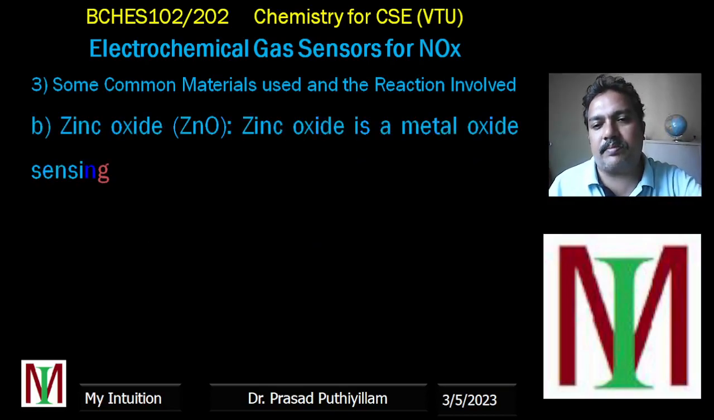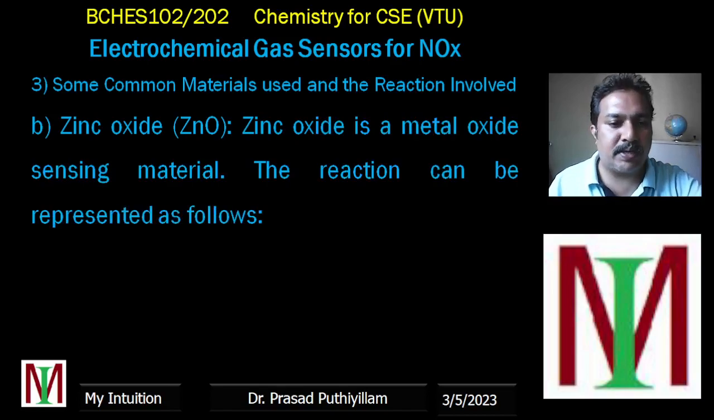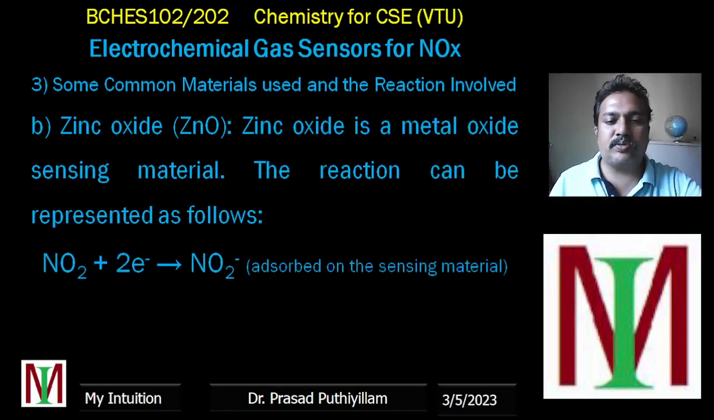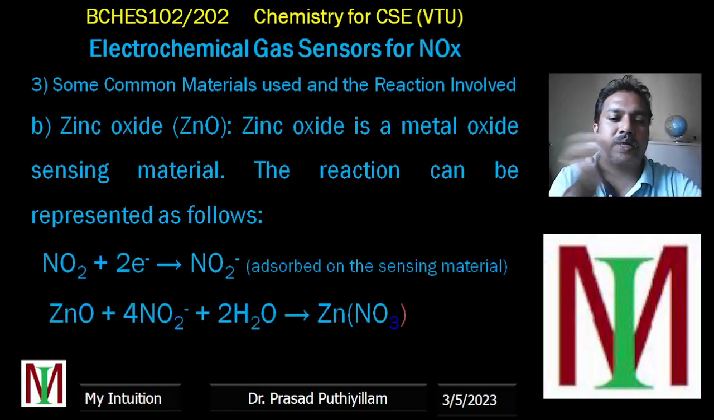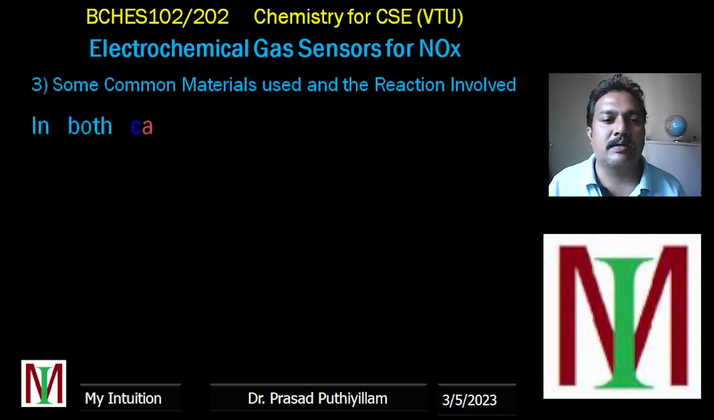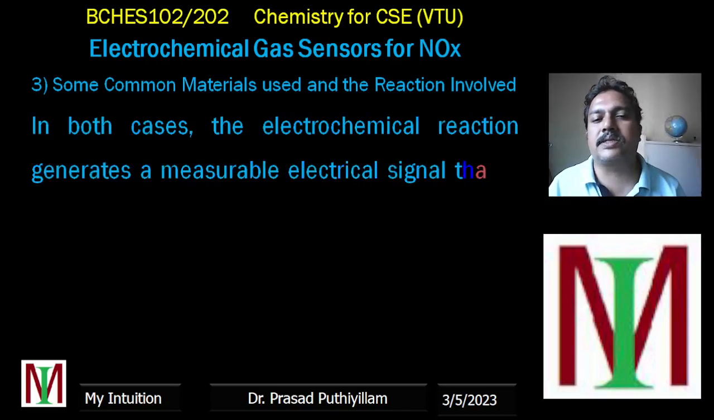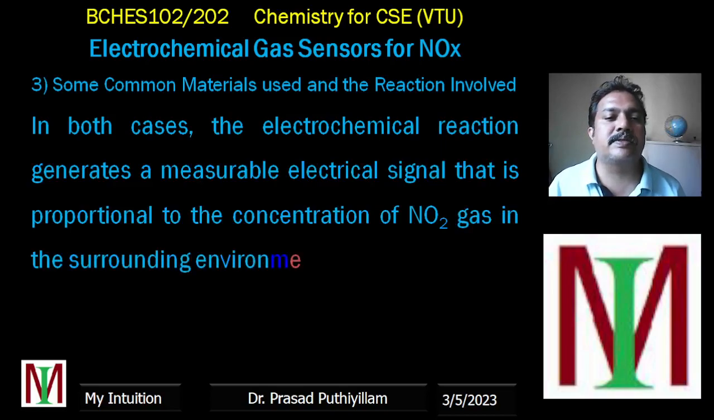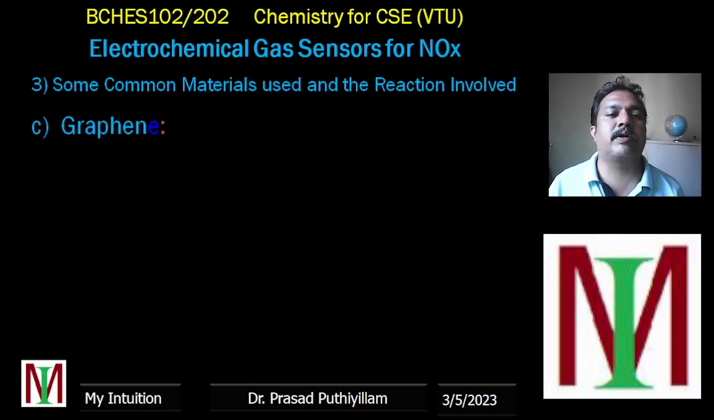If zinc oxide material is used, the reaction can be represented as follows: NO2 plus 2e minus gives NO2 minus, the same reaction, adsorbed on the sensing material, and it reacts with the sensing material, ZnO plus 4 NO2 minus in the presence of moisture gives zinc nitrate, Zn(NO3)2, and hydroxide ions are formed. In both cases the electrochemical reaction generates a measurable electrical signal which is proportional to the concentration of nitrogen dioxide gas present in the surrounding environment.